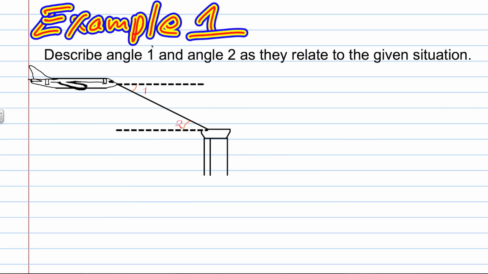In example 1, we're asked to describe angle 1 and angle 2 as they relate to the given situation. Well, this situation is similar to the hot air balloon and the people on the ground. Here we have an airplane and the top of a building, and if we project the lines of sight of both of these so that they're parallel lines, we have a transversal, which is the line of sight, and angle 1 and angle 2 are the angles of depression and elevation. Specifically, angle 1 is the angle of depression.